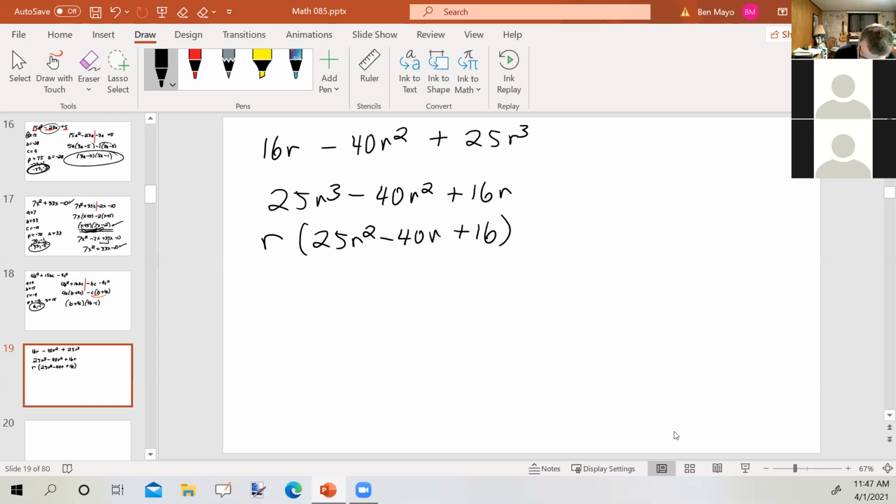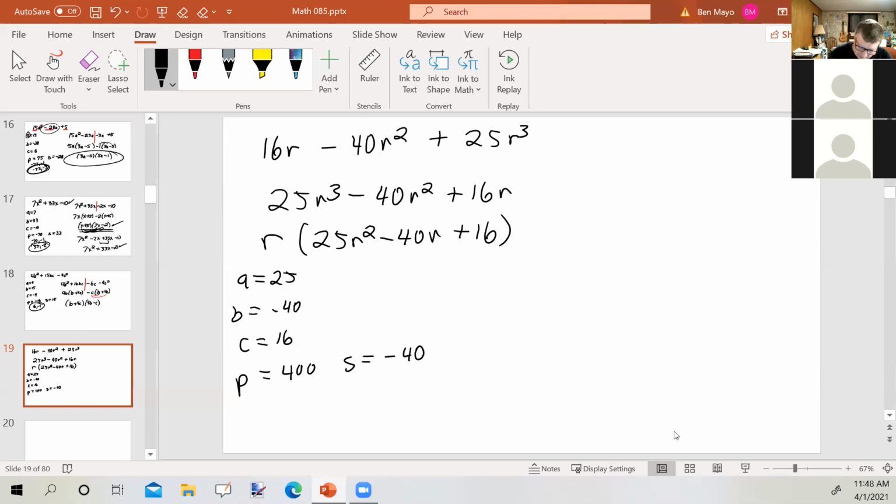It doesn't have a leading coefficient of a 1. A is 25, B is negative 40, and C is 16. The product is 400, and the sum is negative 40. Okay, so we have a product that's positive. So both factors have to be positive or both factors have to be negative. But since the sum is negative, we can't get that by adding two positive numbers. Therefore, the two numbers we're looking for must both be negative.